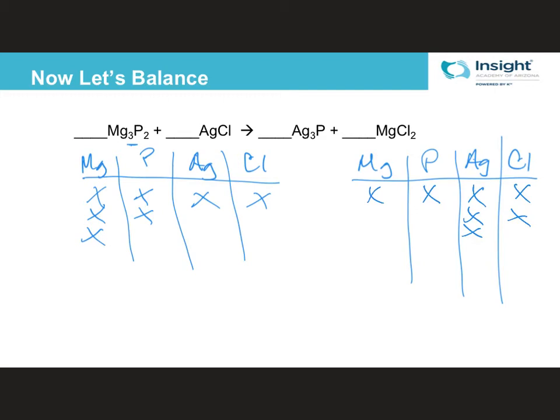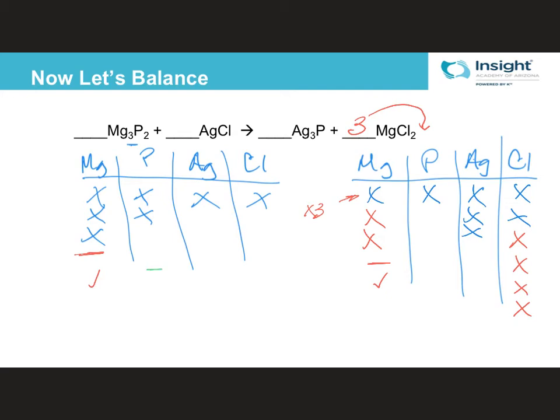I'm just gonna go with magnesium because that's what I see first. So I've got 3 here, 1 here. So that means I want to multiply this 1 by 3 to get it up to 3. So I'm going to put a 3 here. All right, so that's going to give me 3 magnesiums, but I also have to multiply that by the 2 of chlorines, so that's going to up me to 6 chlorines. 3 times 2 is 6.